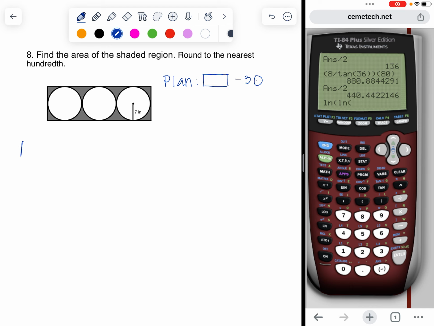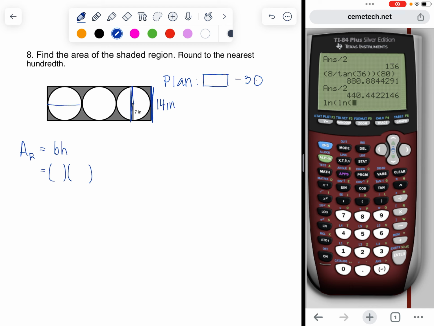So let's start with area of the rectangle. I'll use an R for rectangle. And I know that formula is base times height. And at first glance, it looks like, oh no, I don't have either of those. But I have both. Okay? All right, so the height is this right here. And if you look, you're given the radius of the circle, so I know that the diameter is 14. So if this is 14, so is this.